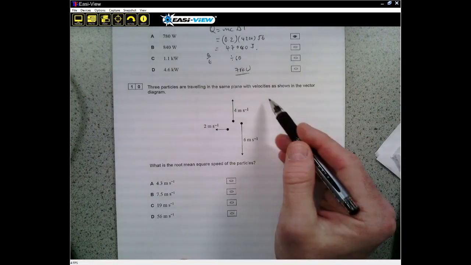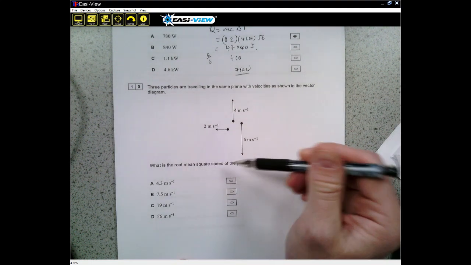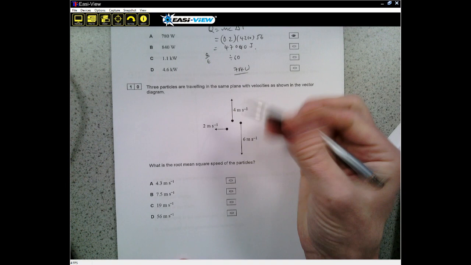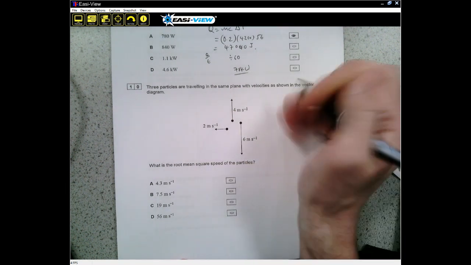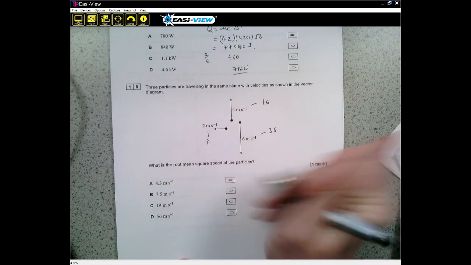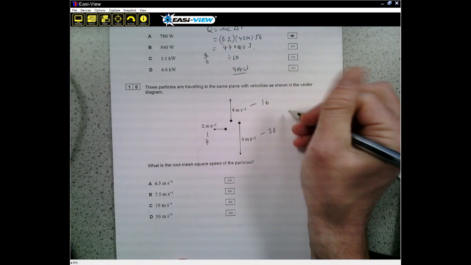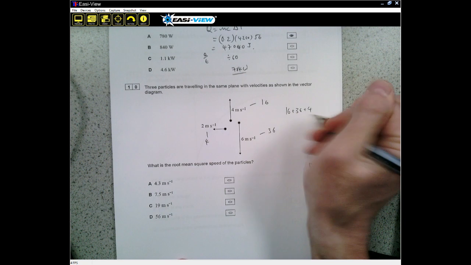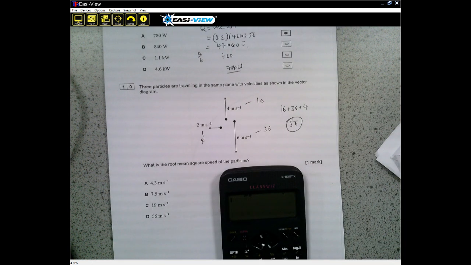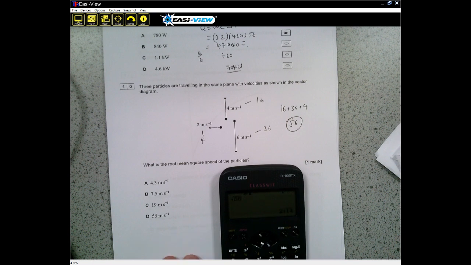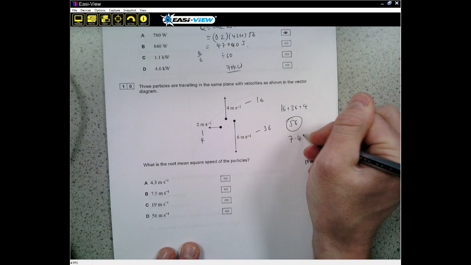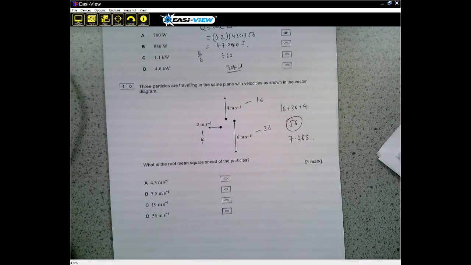This one, we're asked for the root mean square speed of the particles. So we've got 3 particles. So the root of the mean of the square of the speed. So we square the speeds, we get 16, 36, and 4. Find the mean of the speeds. So 16 plus 36 plus 4 is 56. And then we find the square root of 56. So we get 2 root 14, which is 7.4833.